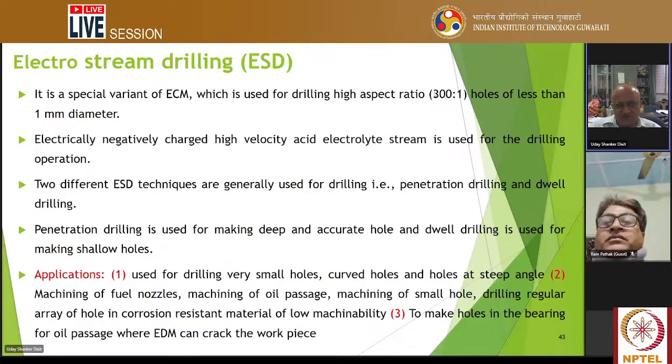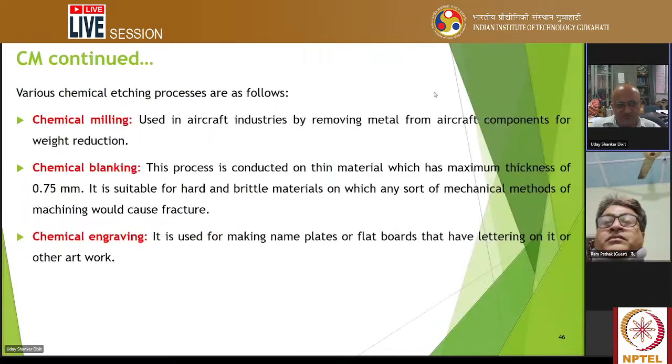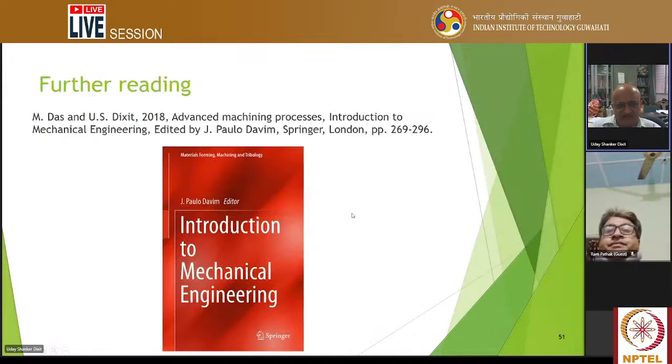So electro stream drilling is similar to that one. Chemical machining, only chemical is used. Photochemical machining, light and chemical. Chemo-mechanical polishing, a hybrid process, mechanical and chemical combined.